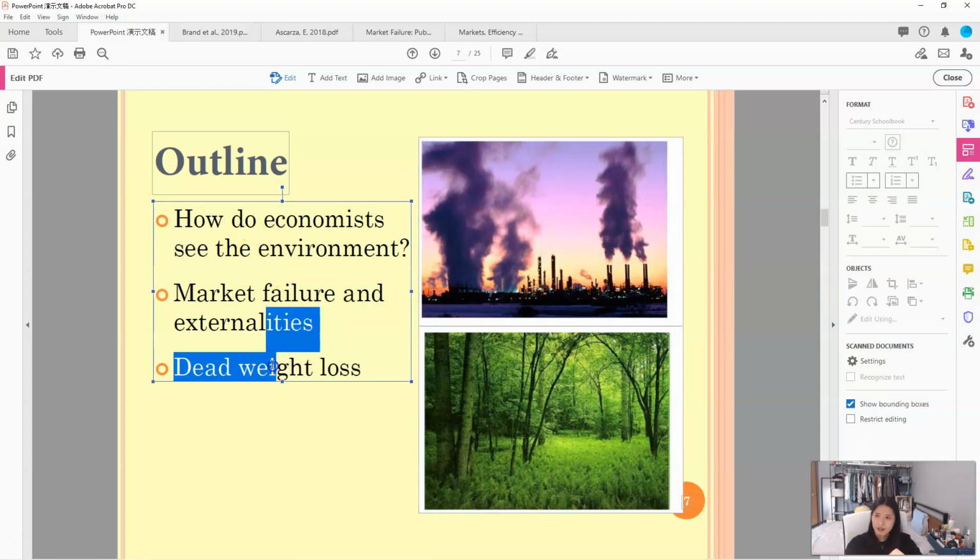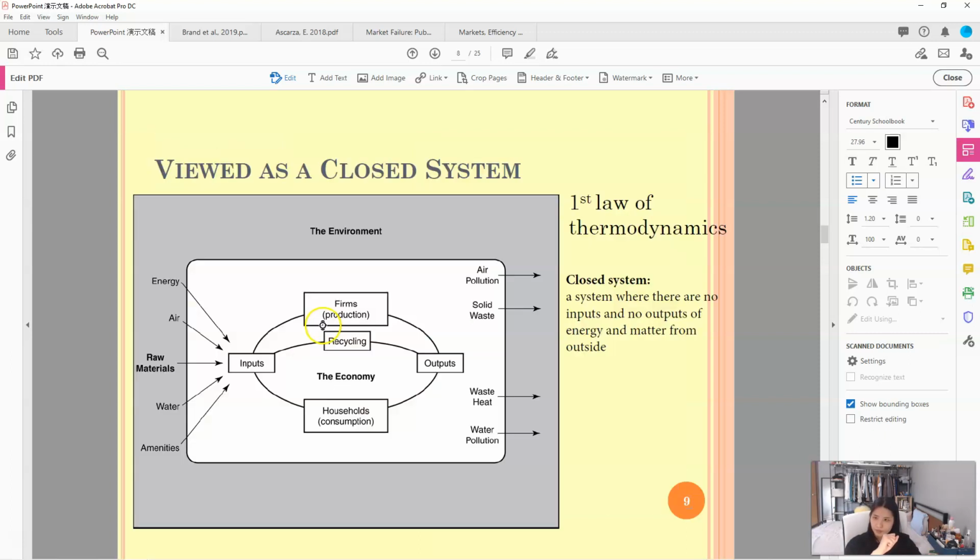So here is the outline for today's new material. First, I will talk about how we view the environment from an economic perspective. Second, I will talk about market failure and externalities. And thirdly, I will talk about the deadweight loss. So maybe you are confused. What is the deadweight loss? Well, it's fine. I will define it later.